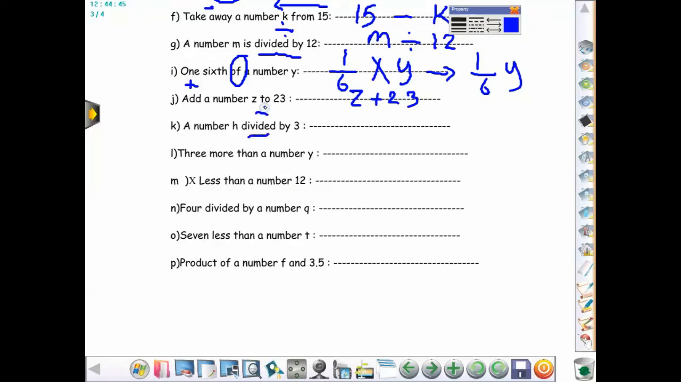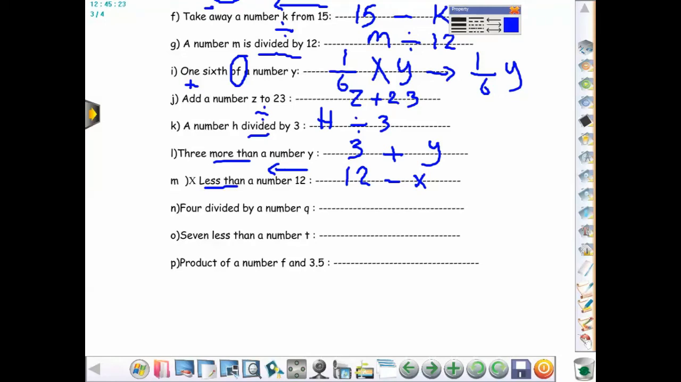H divided by 3. 3 more than a number y. What is the meaning of more than? Yes, sure, it's a plus. 3 more than y. X less than a number 12. I can't hear you. Less than means subtract. Backward. 12 minus x. What we wrote, all of them are called mathematical expressions.